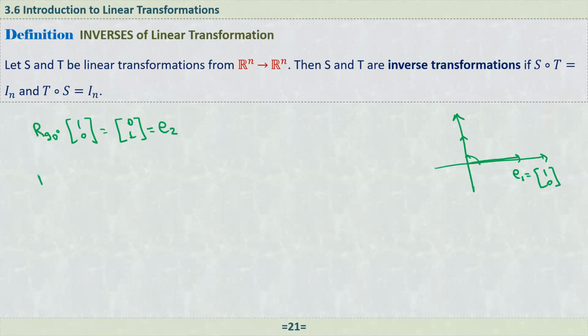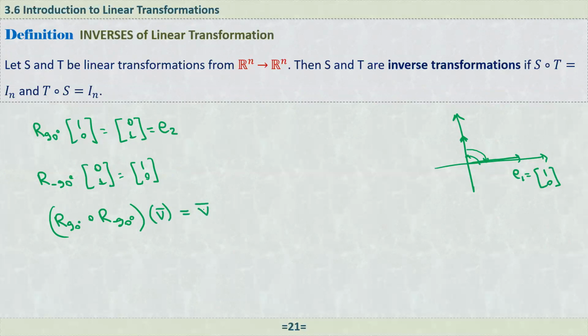Now, how about if I apply the transformation of minus 90 degrees to this e2, that is 0, 1. If I rotate this 90 degrees clockwise, we get the original vector here, and again I get 1, 0. So using the previous theorem, if I apply them together, here R 90 composed with R minus 90 degrees, and if you apply this to any vector V, we get back the original vector V.